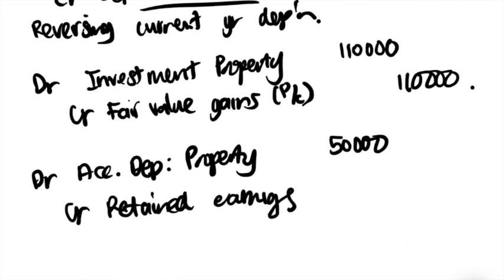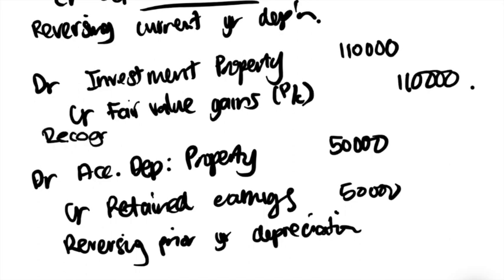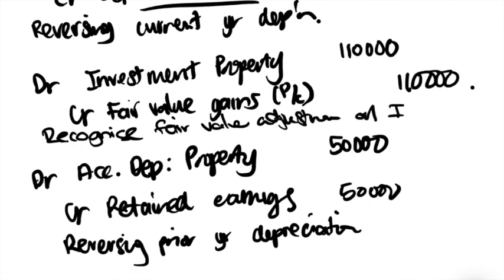Retained earnings. And as a narration here, we can say we are reversing prior year depreciation. I just realized I didn't do a narration up here for the fair value gains, so I'll just do a narration quickly. So we're going to recognize the fair value adjustment on investment property.